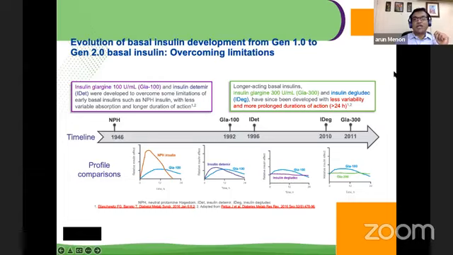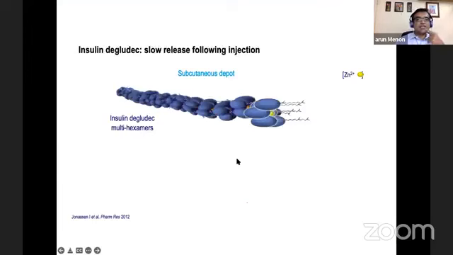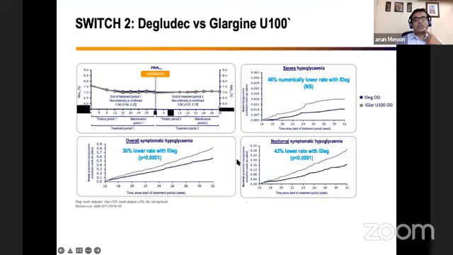As you can see in this profile, we have moved from a profile where NPH, although it was supposed to be a basal insulin, was still causing a rise in levels, to a much flatter profile with glargine 100. Now we have moved to the newer insulins, insulin degludec and insulin glargine 300, with very, very flat profiles. I will not go into the mechanism of action of this. Let me just skip these two studies.